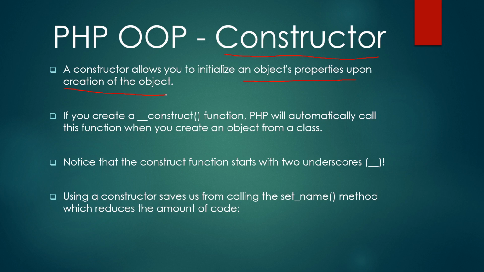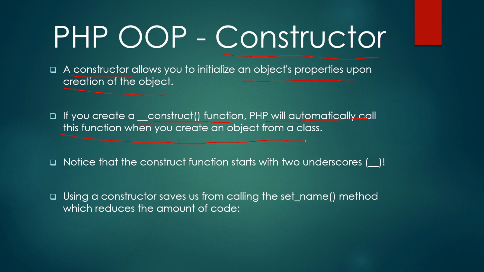See, the way we have done using methods, we use the this keyword or self keyword and we initialize the properties of an object. The same thing could be done using a constructor. Let's learn what those changes are. If you create a __construct function, this is a way to create a constructor. This is a double underscore, then the construct function. PHP will automatically call this function when you create an object from a class.